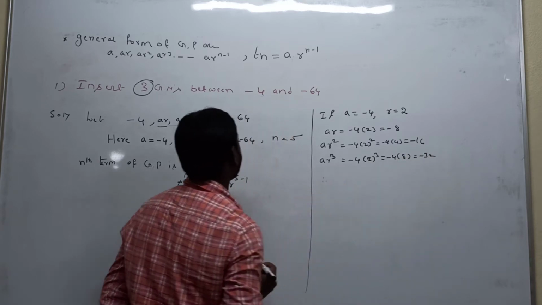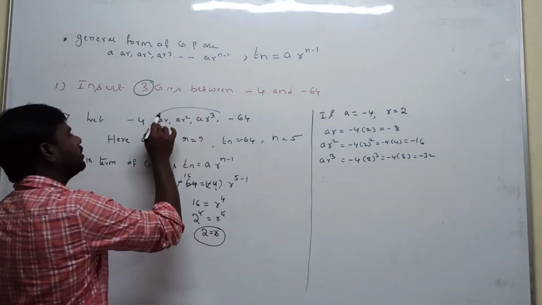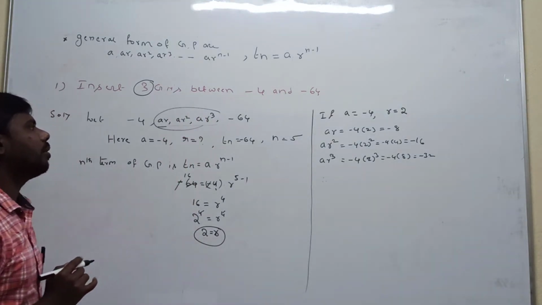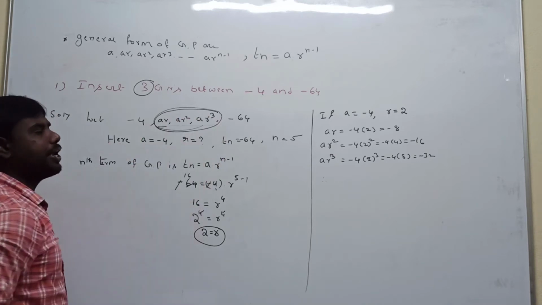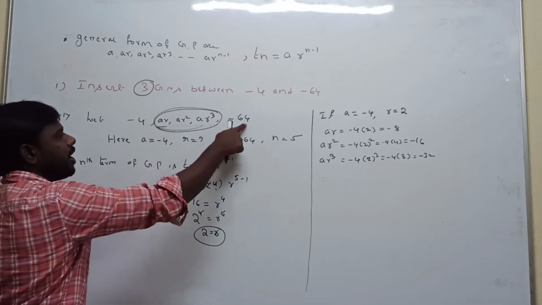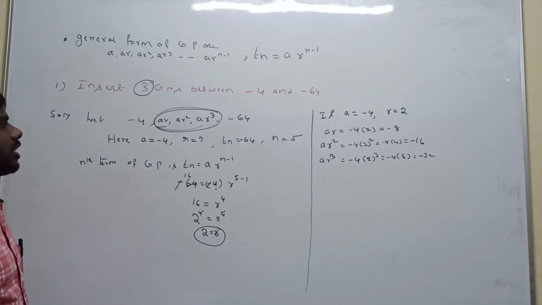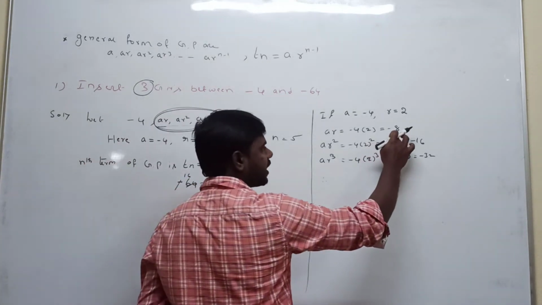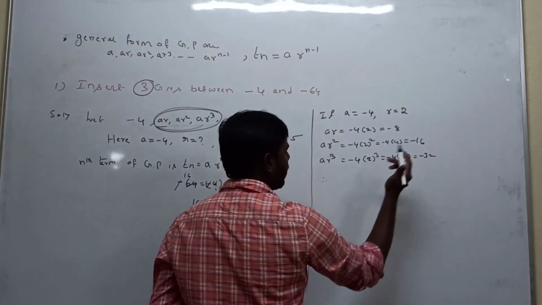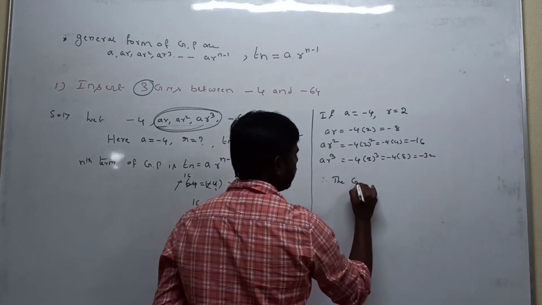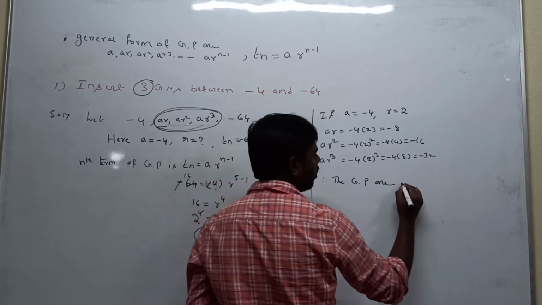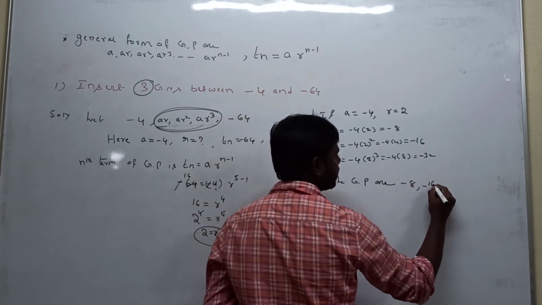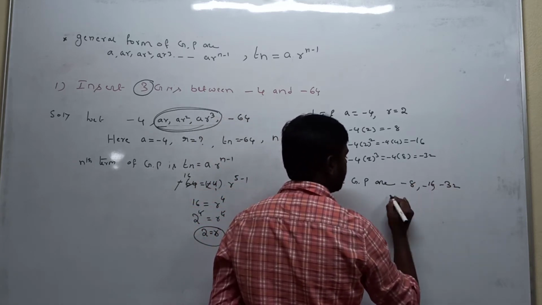What are they asking to calculate? 3 elements, A R, A R square, A R cube. These elements are called geometric means between minus 4 and minus 64. So finally we get the geometric mean values as minus 8, minus 16, minus 32.